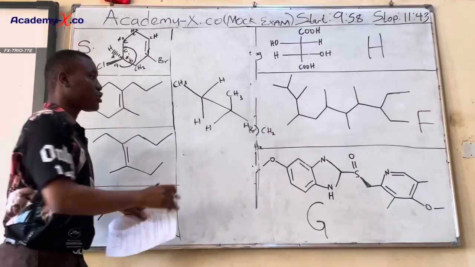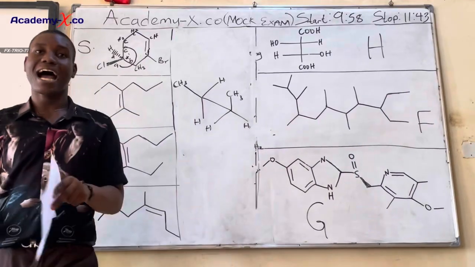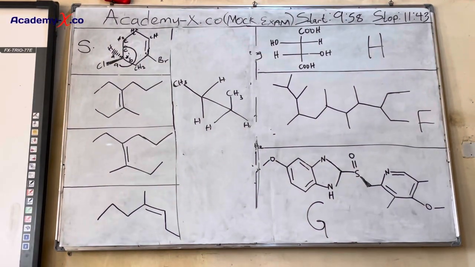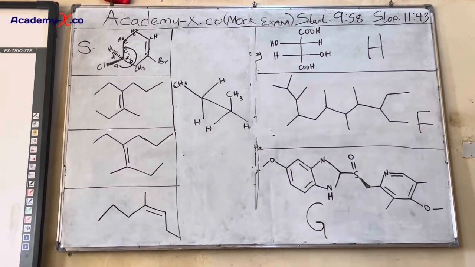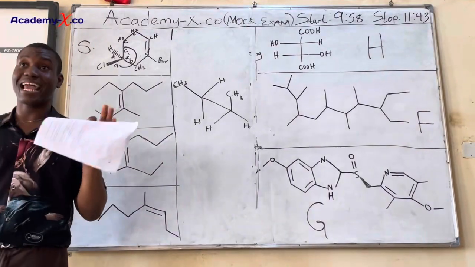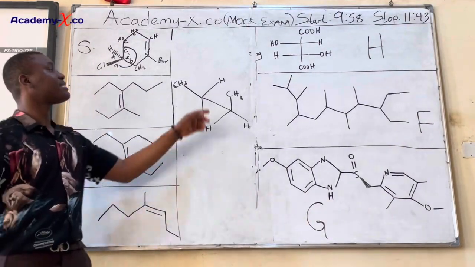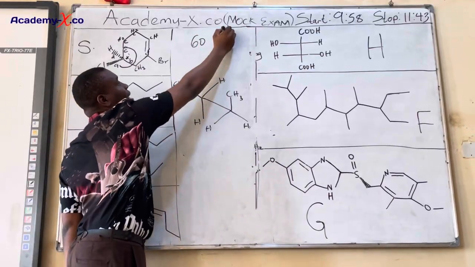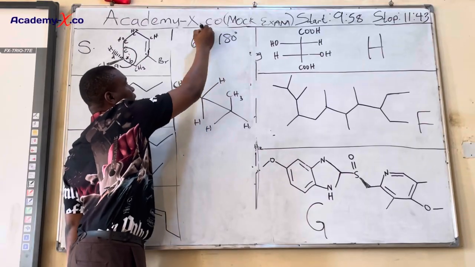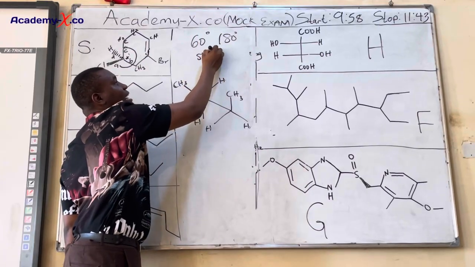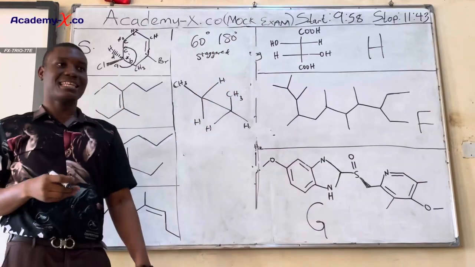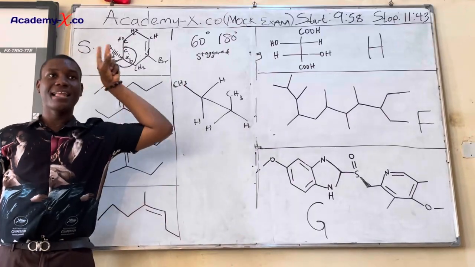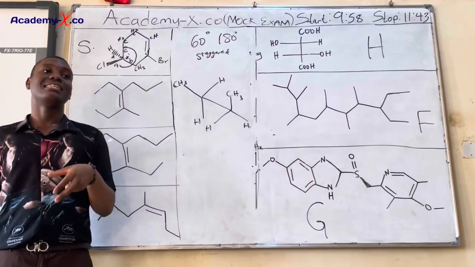So this is gauche butane. Why is it gauche butane? Now we have same butane. Same butane is eclipse conformation. When you look at the video, you are going to see it in detail. Now why is this gauche butane? Remember I said that gauche is 60 degrees, while anti is 180 degrees. Both of them are called staggered conformation. Why is this staggered? It's staggered because these two similar items are not in the same line. If they were on the same line, it is now called eclipse.